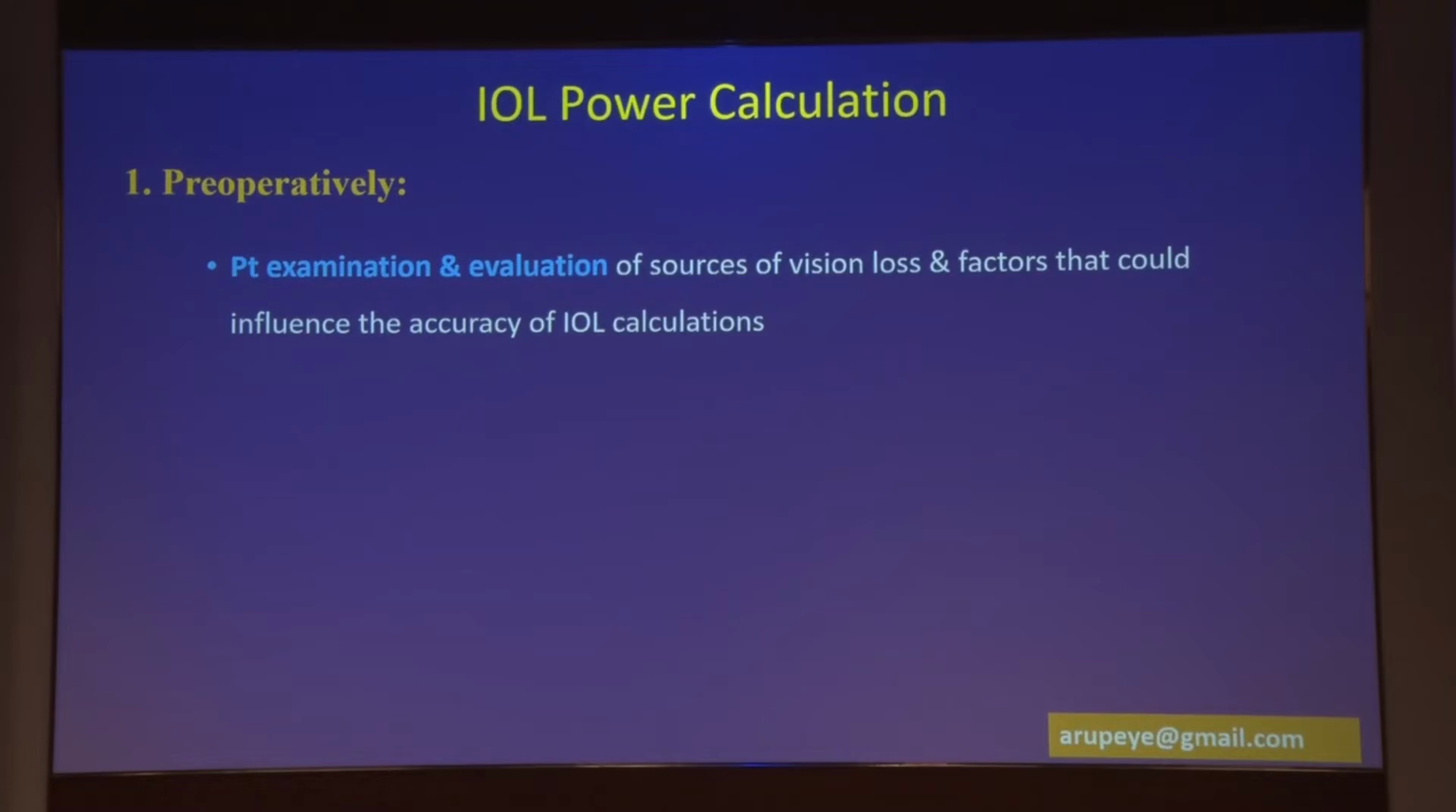So preoperatively, I would like to know why the patient's vision is reduced, because it may affect my biometry. Does the patient have a very advanced cataract? Does the patient have a posterior staphyloma? Does the patient have amblyopia or fixation losses? I would also look at the ocular surface.